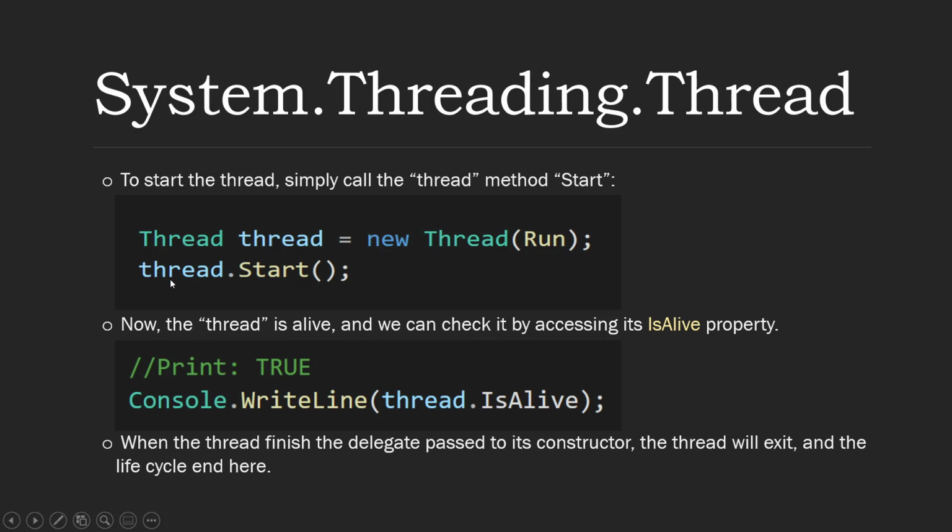As you can see, I called the thread instance's Start method, and now the thread is alive. We can check it by accessing the IsAlive property. So printing out this statement will return true. When the thread is finished, the delegate passed into its constructor, the thread will exit, and the lifecycle ends here.